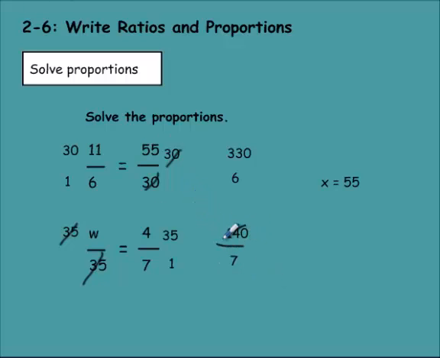These can both be divided by 7. So 140 divided by 7 would be 20. 7 divided by 7 would be 1, so 20 over 1. So then W would equal 20. So 20 over 35 would equal 4 over 7. And that's actually the same ratio as each other, so that is correct.